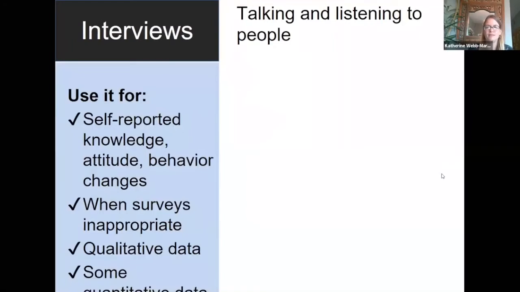The next method that's more commonly used for extension evaluation data collection is interviews. This method can be used to measure self-reported knowledge, attitude, or behavior changes. This method can be used when surveys are not an appropriate data collection method, and also when your sample is not a very big one. Interviews are mostly recommended to collect qualitative data, but if you really want some quantitative data, you can collect that also. Some best practices. Next slide, please.